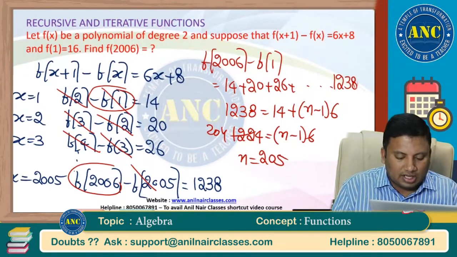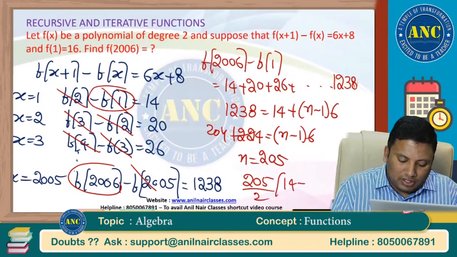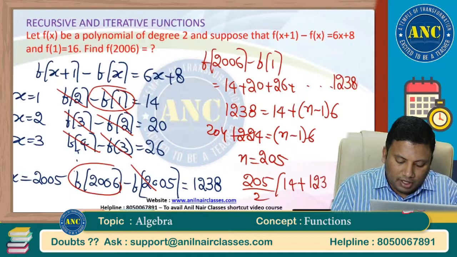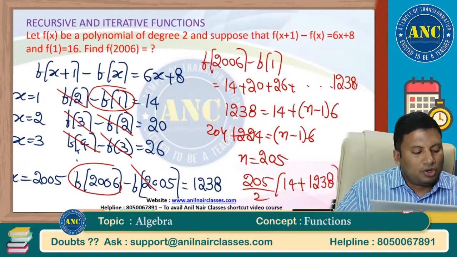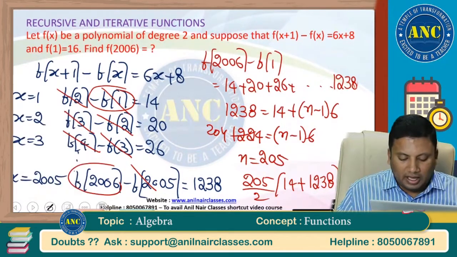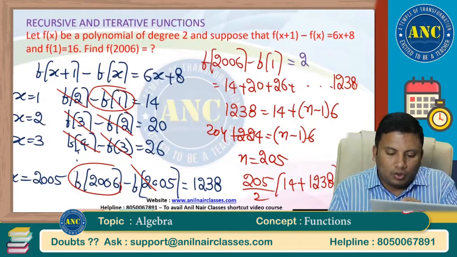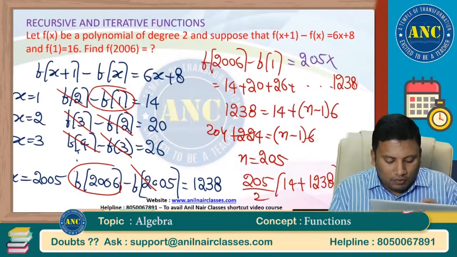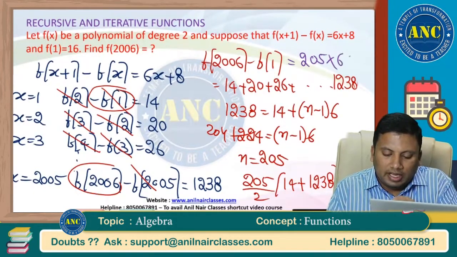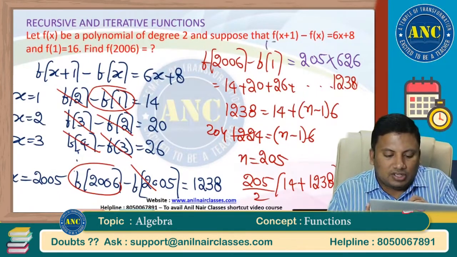So answer is nothing but sum is 205 by 2 into first term plus last term. Don't show your mathematical intelligence here. Here you can play around with answer options. This is nothing but 205 into 1252 by 2. It is 626. Now see here, f of 1 is 16.